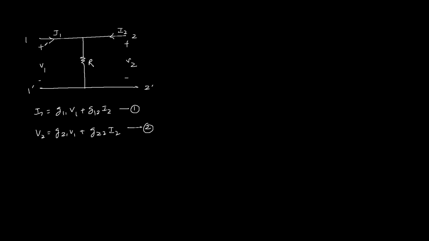From the circuit we can see that 1 and 2 and 1 dash and 2 dash are short circuited. So the voltage V1 is equal to V2. So V2 is equal to V1. Now rewriting this equation, V2 is 1 V1 plus 0 I2. This is equation 3. It has V2, V1 and I2. Equation 2 has V2, V1 and I2. So by comparing equation 2 and 3, we can write G21 as 1 and G22 as 0 ohm.